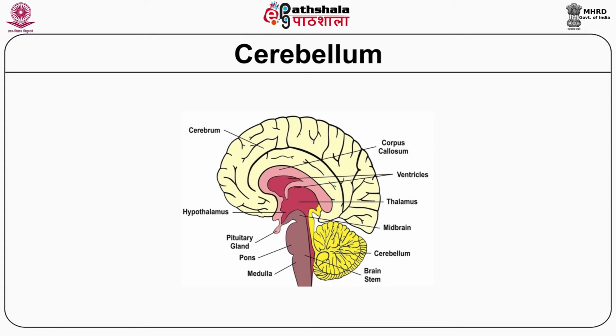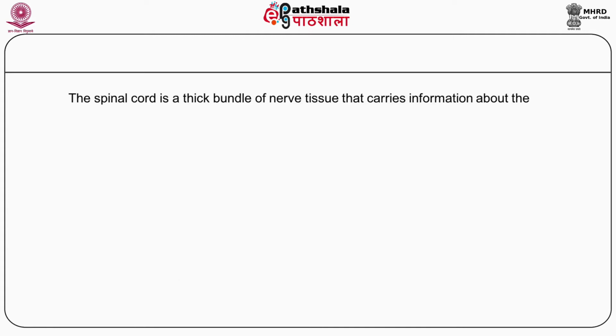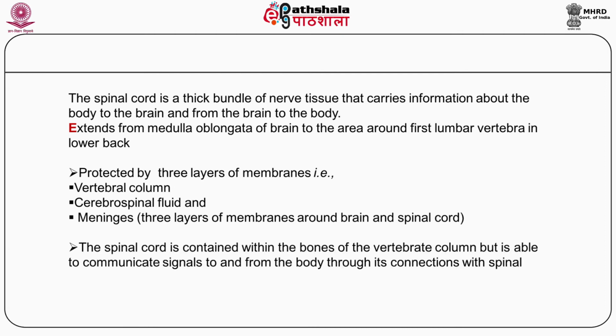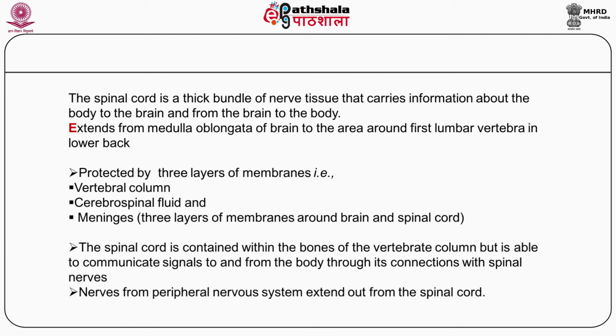Although the cerebellum constitutes only 10% of the human brain, it is involved in maintaining balance, posture, reflexes, sequence learning, time and motor learning. The spinal cord is a thick bundle of nerve tissue that carries information about the body to the brain and from the brain to the body. It extends from the medulla oblongata of the brain to the area around the first lumbar vertebra in the lower back.